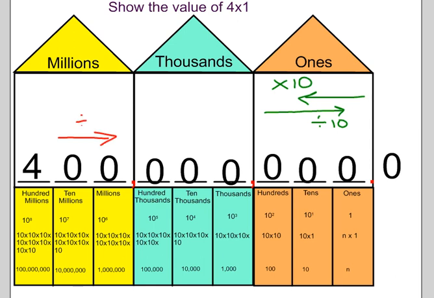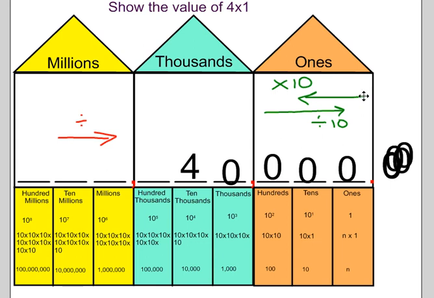This time we're going to divide. So 400 million divided by 10, got to take one away, is 40 million. 40 million divided into 10 groups is 4 million. 4 million divided by 10 is 400,000. 400,000 divided by 10 is 40,000. 40,000 divided by 10 is 4,000. 4,000 divided by 10 is 400. 400 divided by 10 is 40. And then 40 divided by 10 goes back to 4.